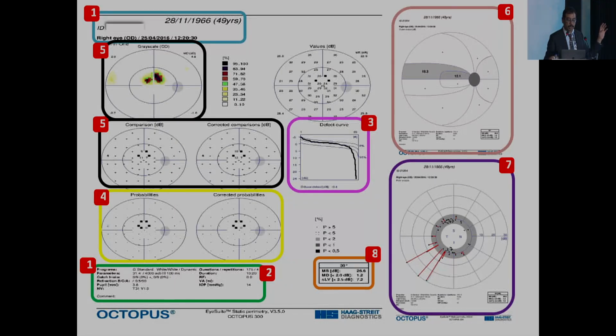So this is a typical Octopus printout. We have 8-in-1 or 9-in-1 printouts in the Octopus. Whether you have a 300, 600 or 900, any of the machines, you will have this.